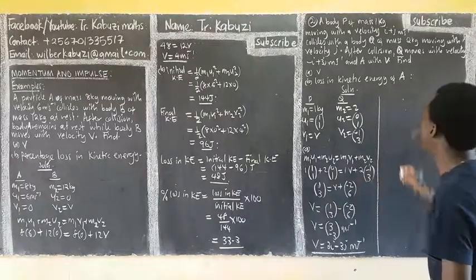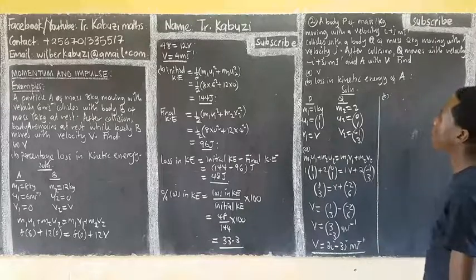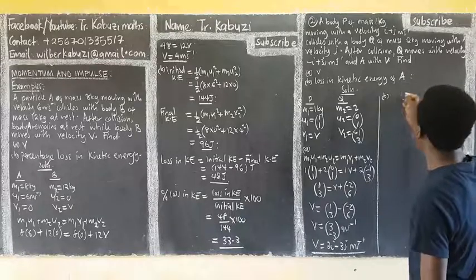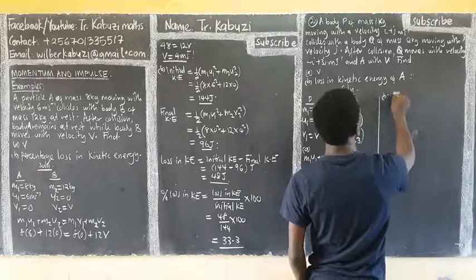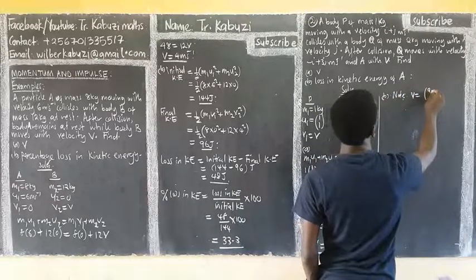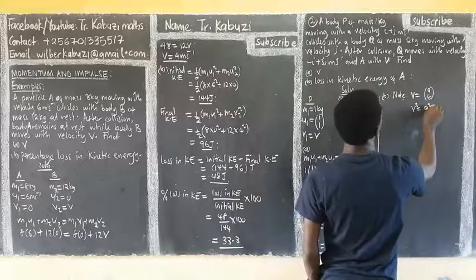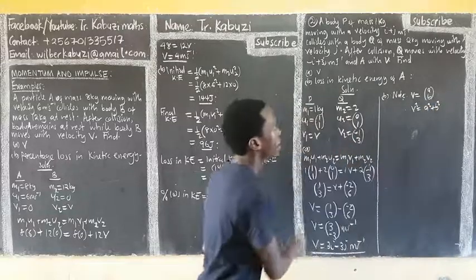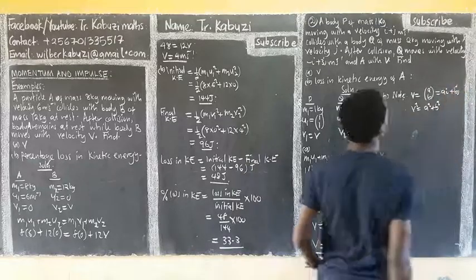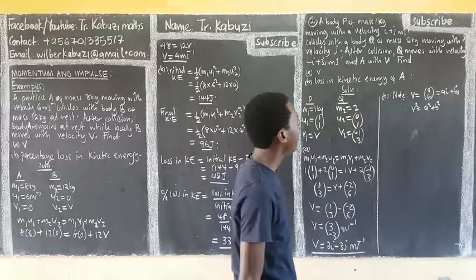In part B, they want us to get the loss in kinetic energy of A, so here they are also talking about particle A. What we note is that if I have a vector ai plus bj, its magnitude squared is a squared plus b squared. Once you know how to square a vector, the rest is very easy.